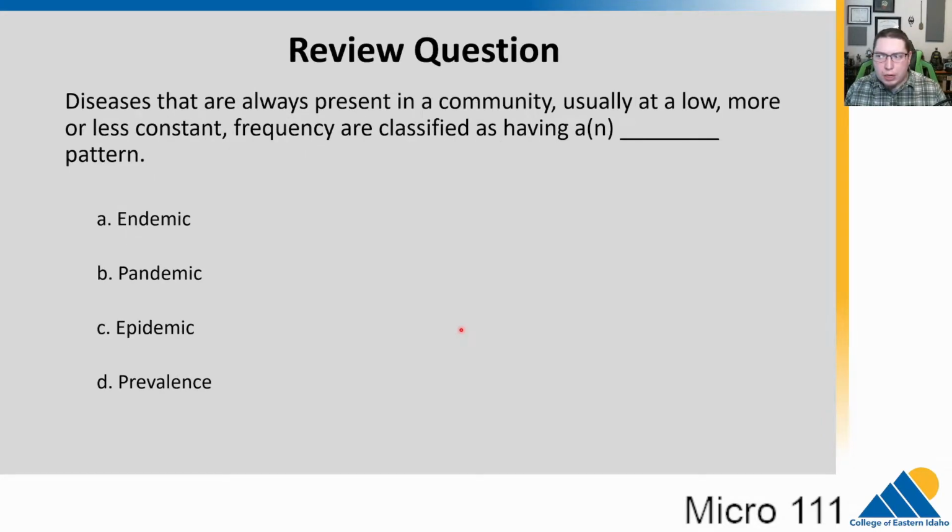All right, last one here. Diseases that are always present in a community, usually at low or more or less constant frequencies, are classified as having a blank pattern. Is it A, endemic, B, pandemic, C, epidemic, or D, prevalence? Go ahead and pause the video, think about this one. All right, the answer here would be A, endemic. So when it's at a low level constantly, we call that an endemic disease.